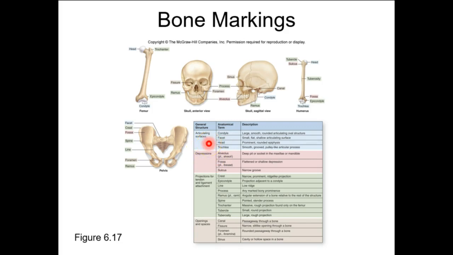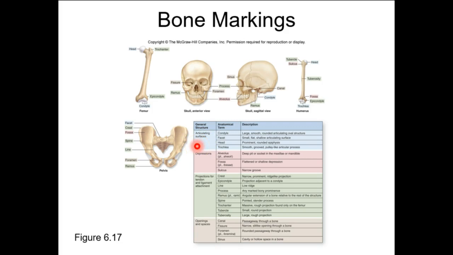A head is going to be similar to a condyle. So you have your head of your femur. It sticks out and it's rounded and it's smooth. You're going to see heads at, let's see, this is the proximal epiphysis of the femur. That's the head of the femur. This is the proximal epiphysis of the humerus, and that's the head of the humerus. So they look like heads. They're big and smooth, so call them heads.